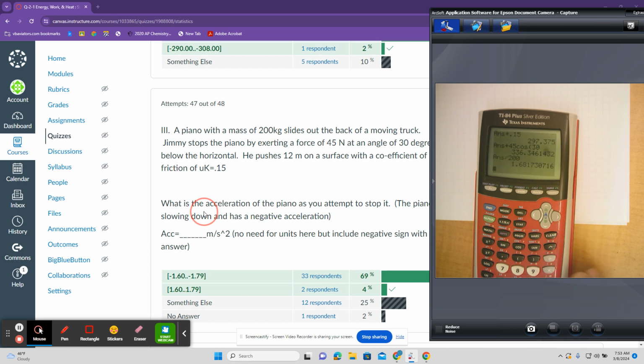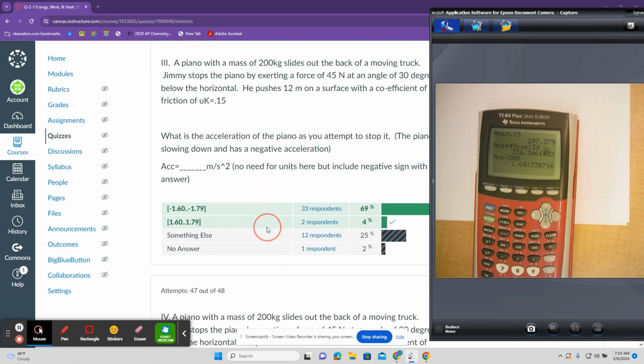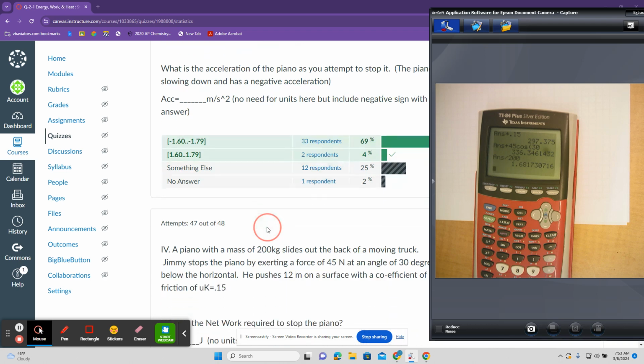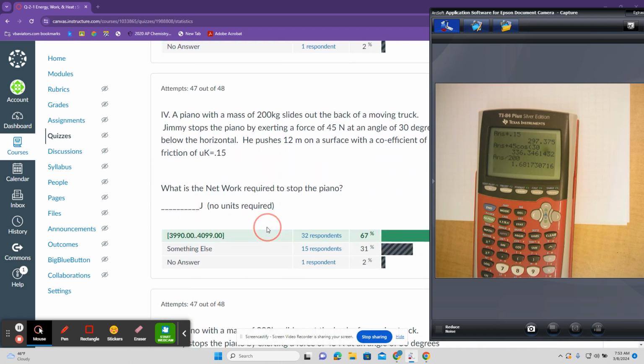Doing so gives me 1.6, but remember it's negative. Most people did that, but two people I left the positive answer just in case. So that's about 73% correct. Three-quarters of you could come up with the acceleration. That's not bad. That's the old way. What about the new way?